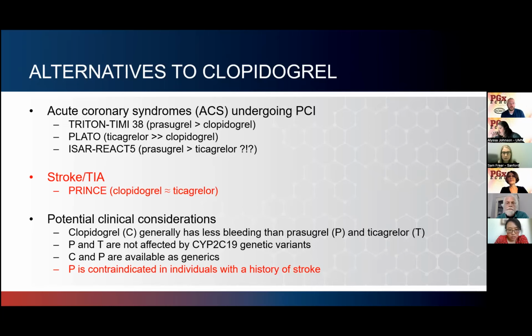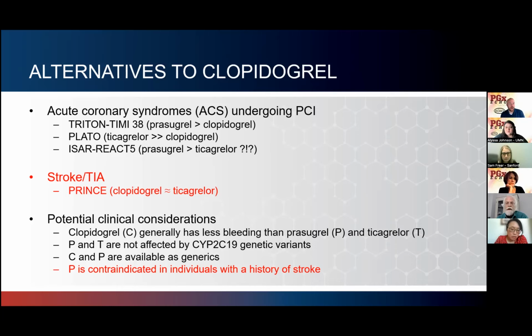In acute coronary syndromes, a number of studies compared clopidogrel to the newer drugs that subsequently came on the market. TRITON-TIMI 38 looked at prasugrel and showed prasugrel was superior to clopidogrel. The PLATO trial showed that ticagrelor had much better outcomes than clopidogrel. Until a couple of years ago, there weren't studies comparing prasugrel directly versus ticagrelor. It turns out the ISAR-REACT 5 trial showed that prasugrel was actually superior to ticagrelor, a fun little study because it bucked the common wisdom of ticagrelor, prasugrel, clopidogrel in that order of efficacy.